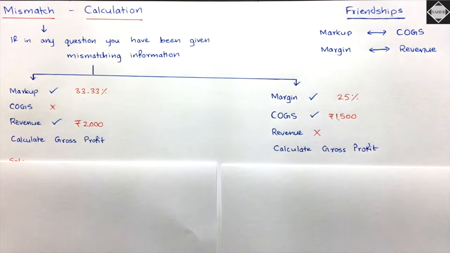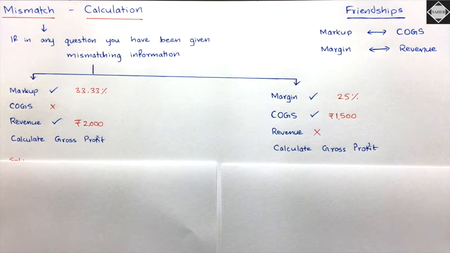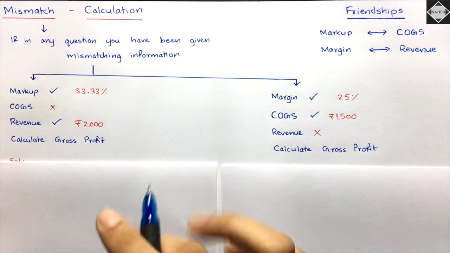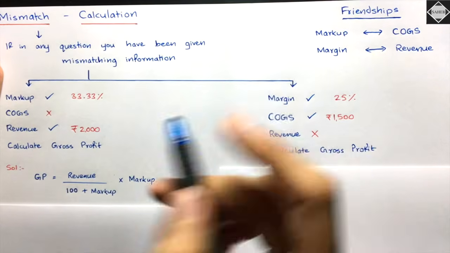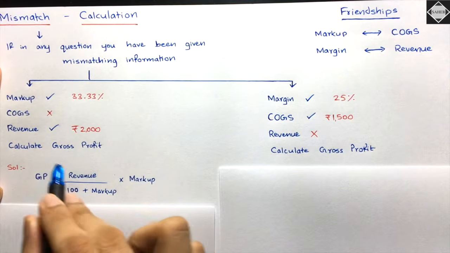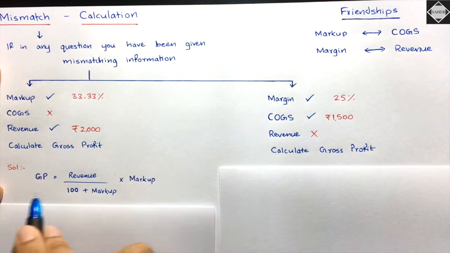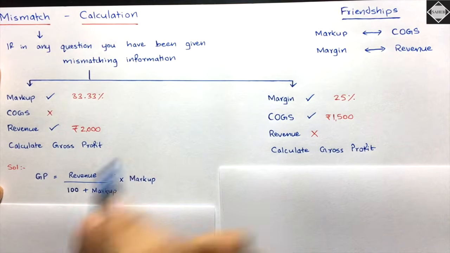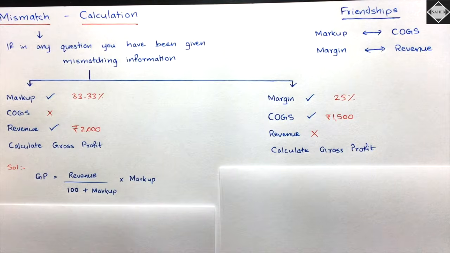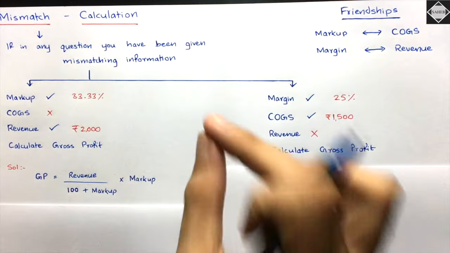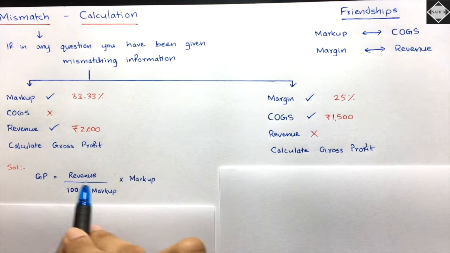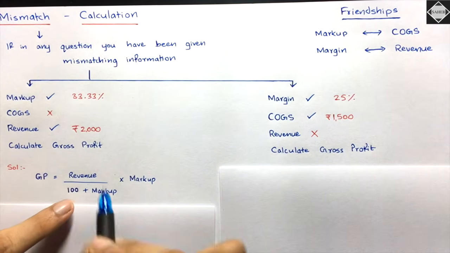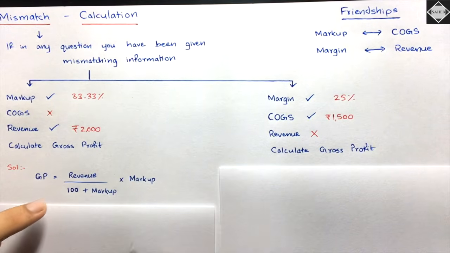So what you have to do? In this case, you have to apply this 33.33% in a different way. See here, you have to use this formula. Gross profit is equal to revenue. You will take revenue in the numerator, divide by 100 plus markup. You will not take 100. Normally you take 100. When you multiply 2000 into 33.33%, what's happening? 2000 divided by 100 into 33.33. Yes, that's what happens normally. But in this case, what you will do is revenue divided by 100 plus markup, 100 plus 33.33, then into 33.33.